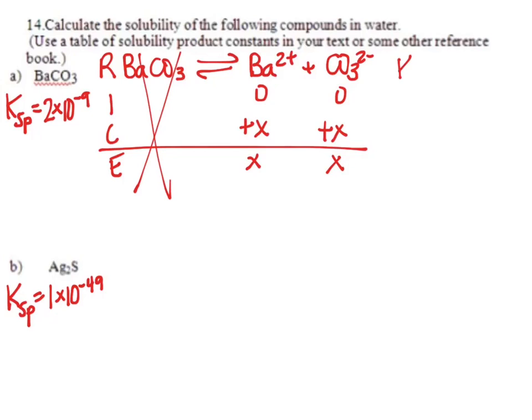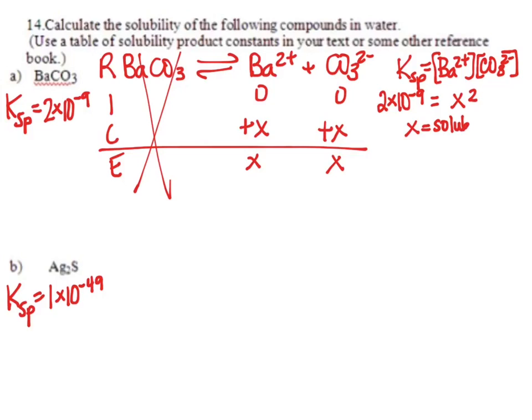So get your equilibrium expression. KSP is equal to barium concentration times the concentration of carbonate. Now substitute everything that we have found. We know that 2 times 10 to the negative 9, KSP, is equal to x squared. So what is x? x is solubility, right? And the value of that is 4.47 times 10 to the negative 5. And our unit is molarity.